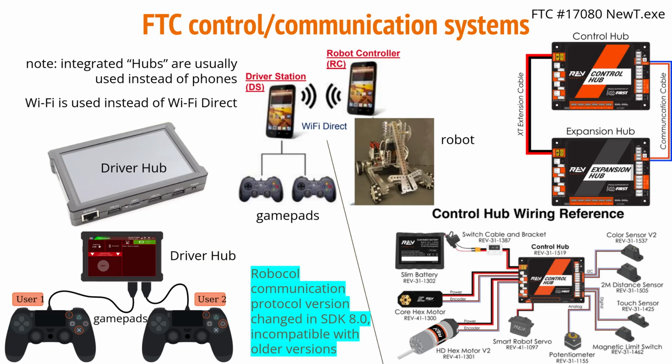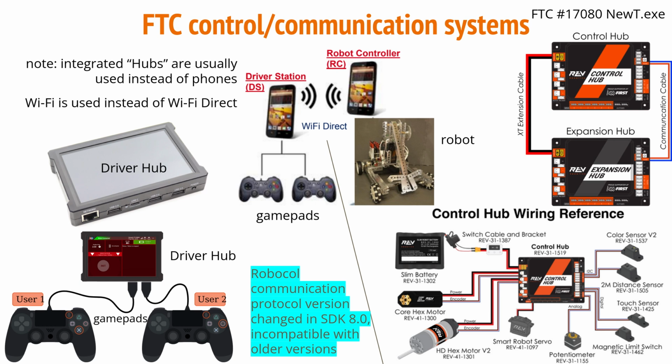So control communication systems. The robot is connected to either a control hub or an expansion hub with a robot controller phone. The newer system is the control hub, and you can optionally add a second expansion hub. The control and expansion hubs connect to a variety of devices. First of all, you need a battery, and then beyond that, you can have motors, servos, and I2C and various kinds of sensors.